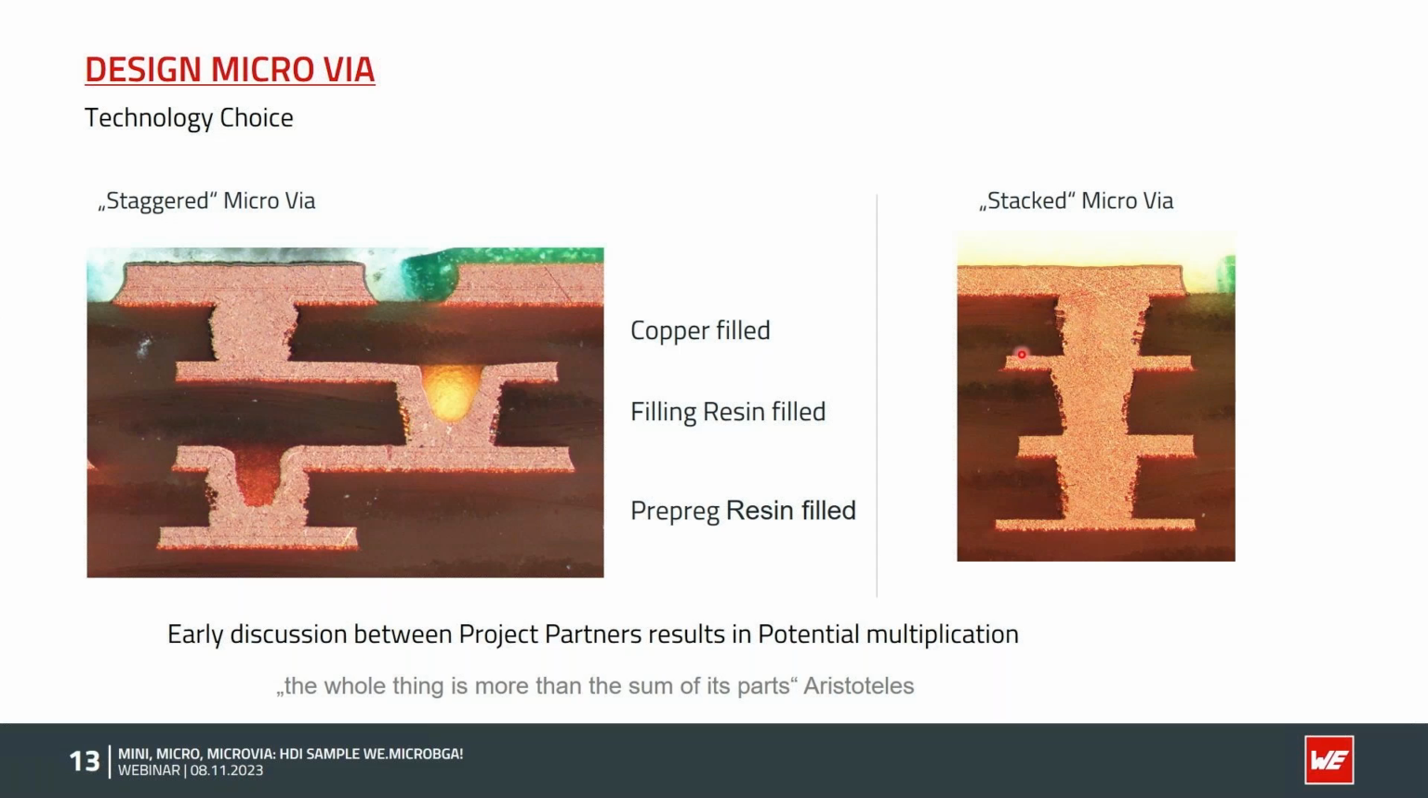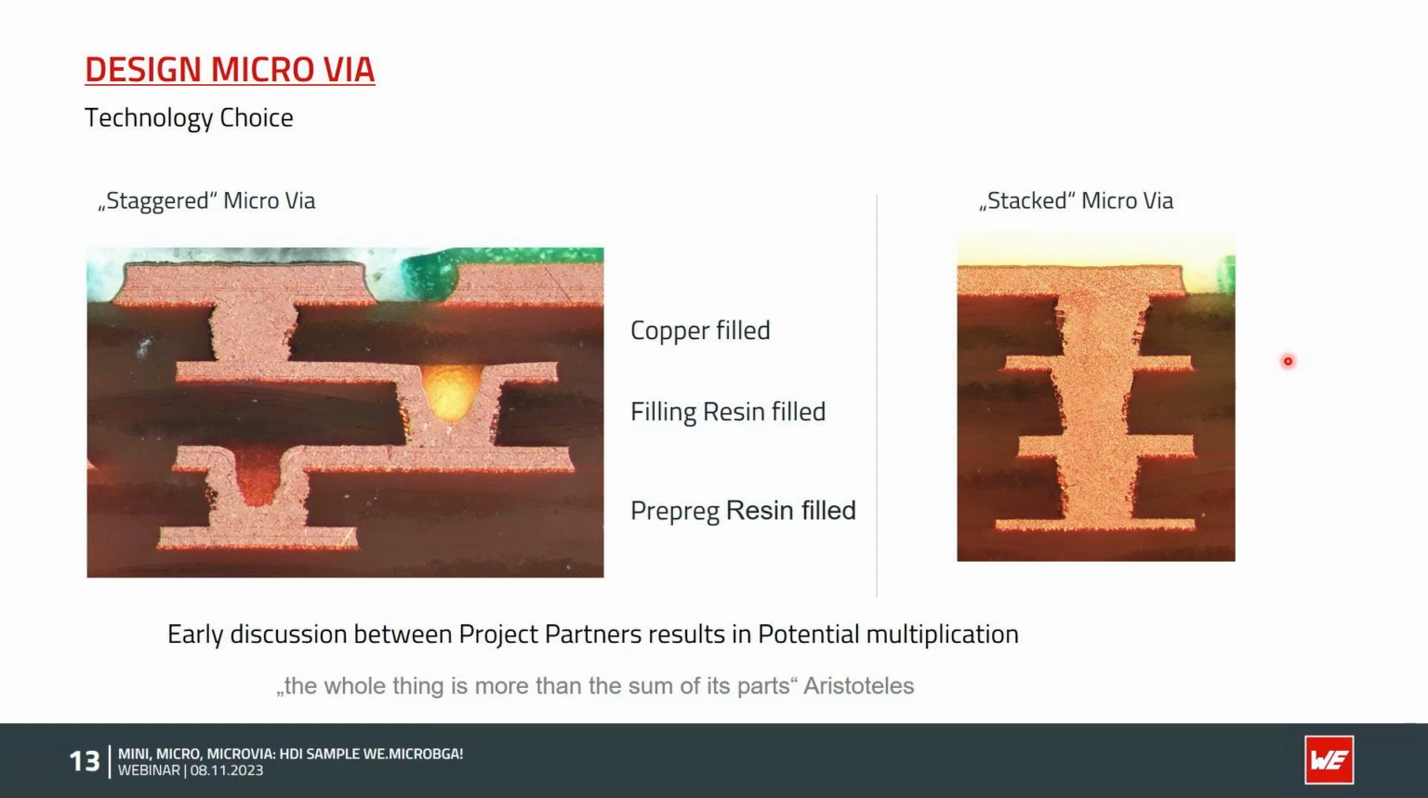To stack them on top and have reliable microvias, we need a good filling and they have to be flat. If not, they cannot stack together. So here we need three separate copper filling processes to make it possible.